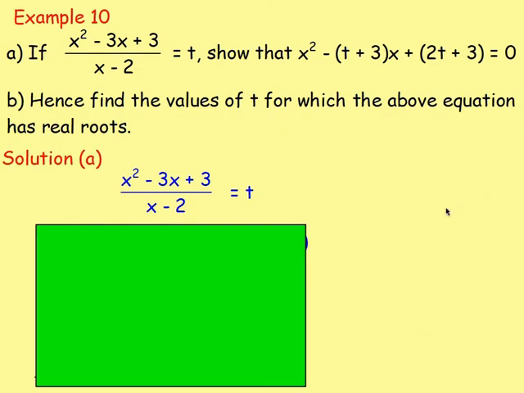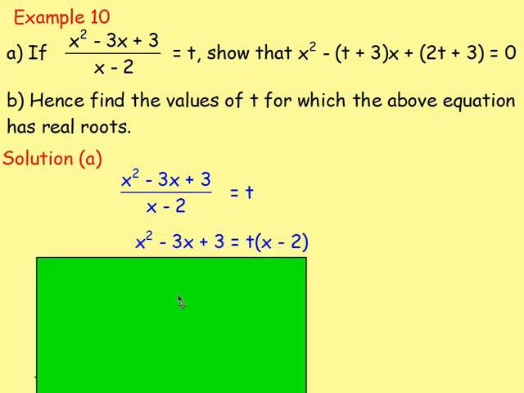Example 10. If x squared minus 3x plus 3 over x minus 2 equals t, show that x squared minus (t plus 3)x plus 2t plus 3 equals 0. And hence, write down the values of t for which the above equation has equal roots. So to start with, we're wanting to rearrange this in order to get what we've got up here. So to do that, let's multiply both sides by x minus 2. I'll move the x minus 2 over to this side and multiply, and you'd end up with that.